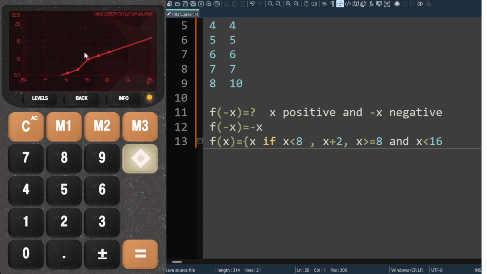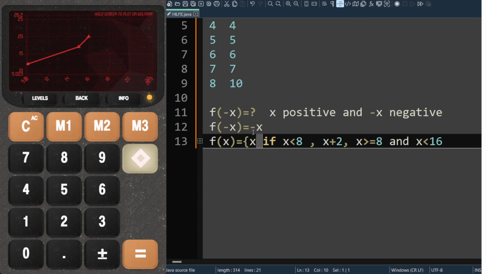This is how many of the function's plot points we know. And we know that the function is like a constant function from 0 to 8, a function that adds 2 to our number from 8 to 15, a function that adds 4 to our number from 16 to 23, and so on.